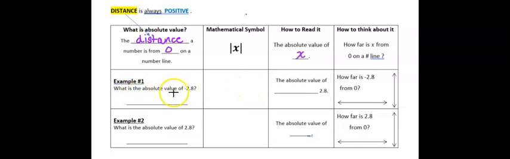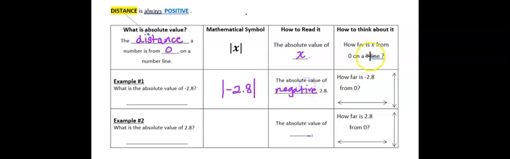So let's just do two quick review problems. The first one says, hey, what is the absolute value of negative 2.8? This is another way to ask the same question. We could just put the symbols in. If you saw these symbols, you would know we were wanting you to find the distance negative 2.8 is from 0 on a number line. So that's how you would read it: the absolute value of negative 2.8, that's what we're looking for.